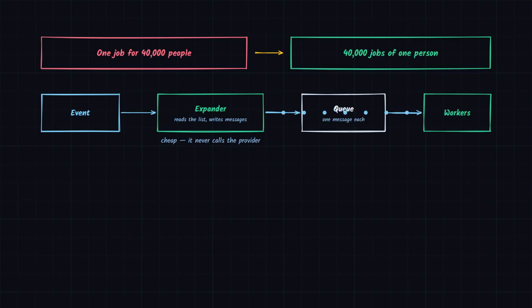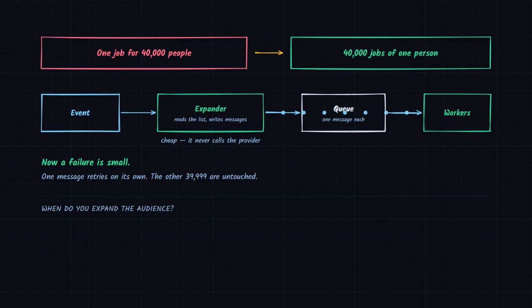Now, a failure is small. If a delivery fails, that 1 message goes back on the queue and gets retried on its own, and the other 39,999 are untouched.